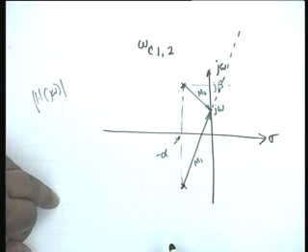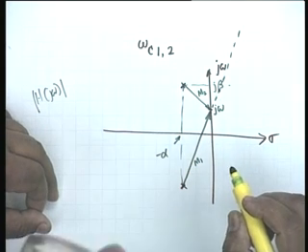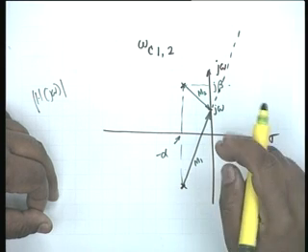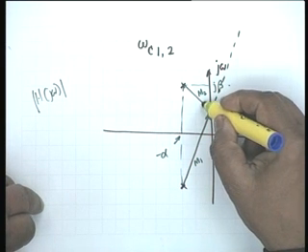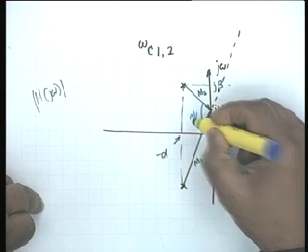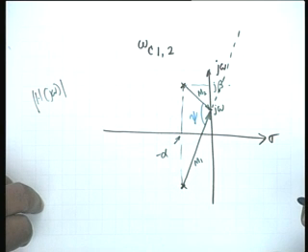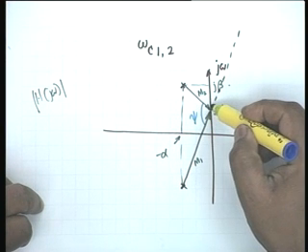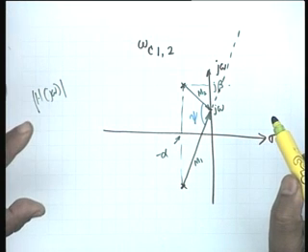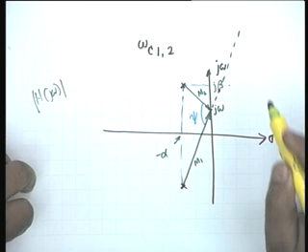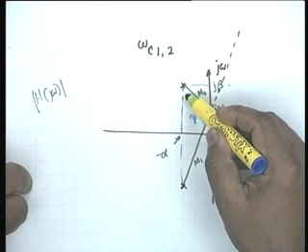For reasons to be made clear, let us extend m1. Let me use a different color. And let us call this angle psi, the angle between the 2 vectors, just the magnitude, we don't care about the sign at the moment.